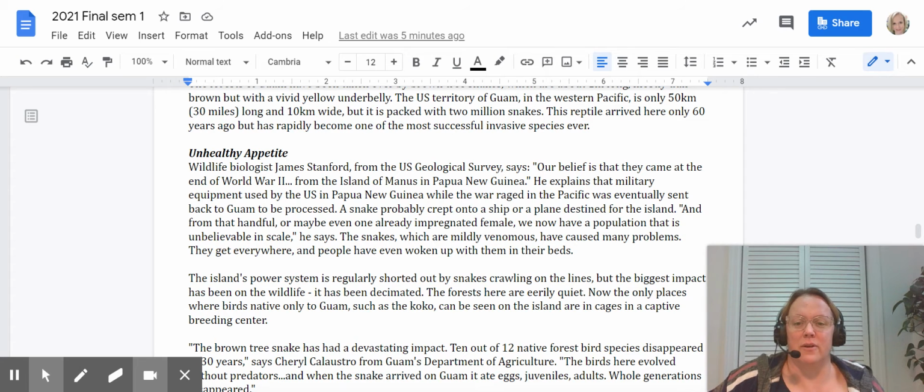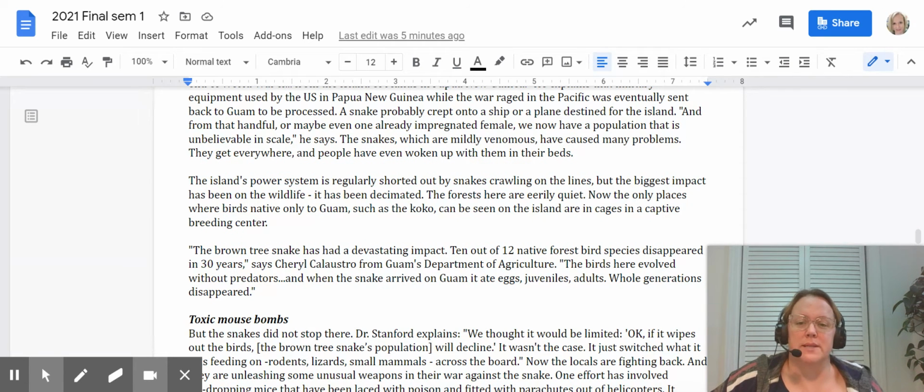And from that handful, or maybe even one already impregnated female, we now have a population that is unbelievable in scale, he says. The snakes, which are mildly venomous, have caused many problems. They get everywhere, and people have even woken up with them in their beds. The island's power system is regularly shorted out by snakes crawling on the lines, but the biggest impact has been on the wildlife. It has been decimated.